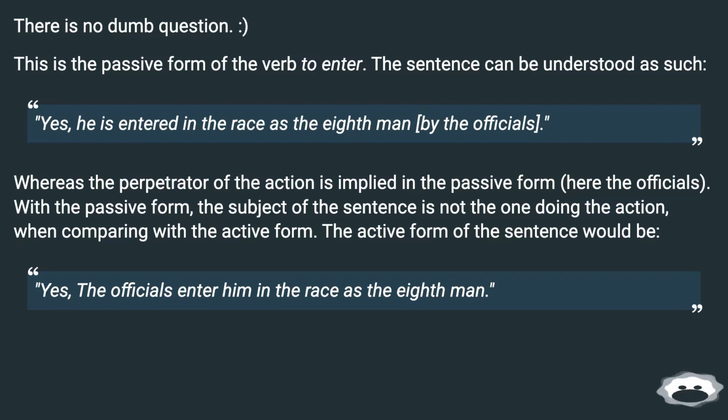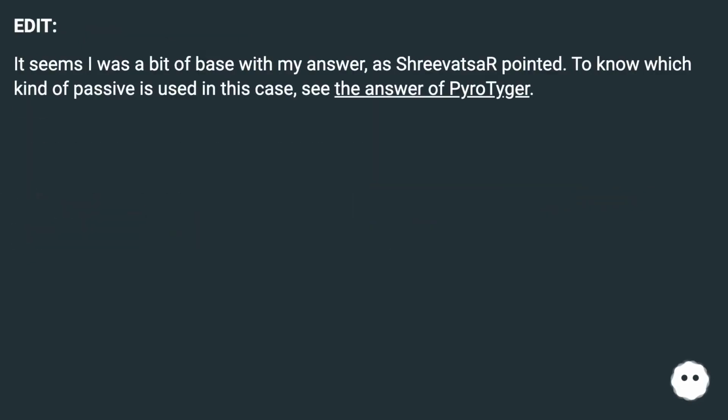With the passive form, the subject of the sentence is not the one doing the action, when comparing with the active form. The active form of the sentence would be, "Yes, the officials enter him in the race as the 8th man." Edit: it seems I was a bit off base with my answer, as Shreya Bazar pointed out. To know which kind of passive is used in this case, see the answer of Pyra Tijer.